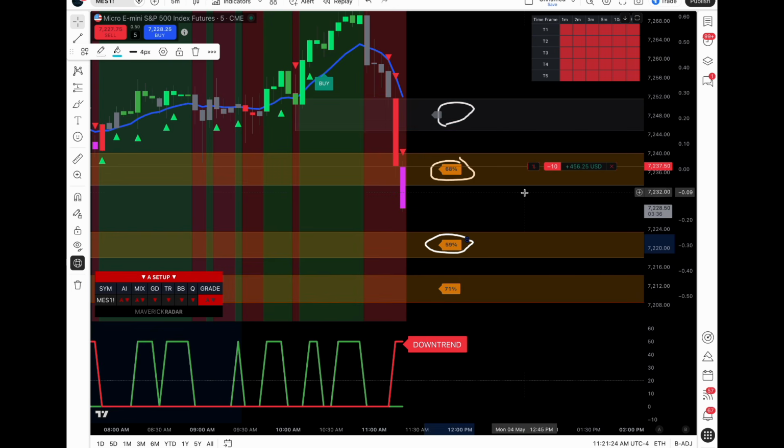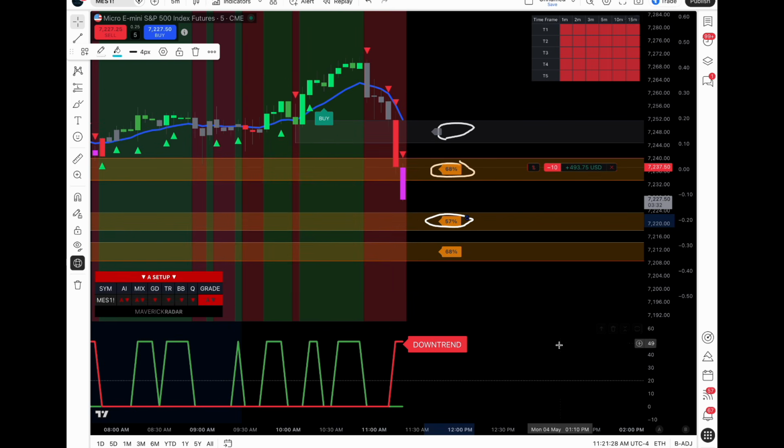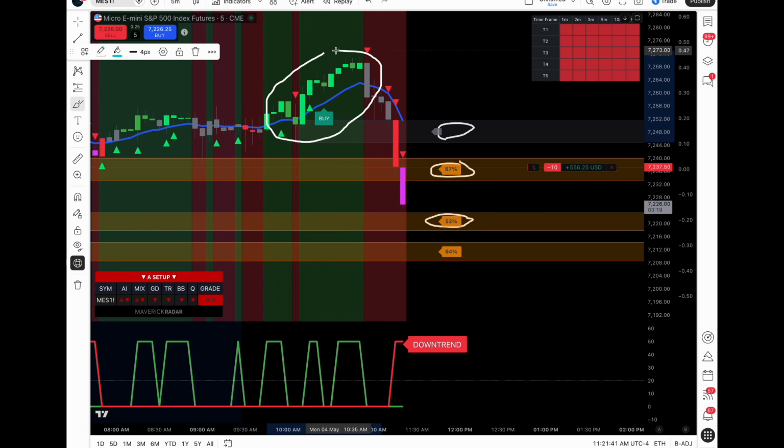Hot pink candles. If you see pink, it will most likely sink. Pink is your strongest downside data candle. Bright green is your strongest upside data candle, and you had a beautiful buy signal right here, way back here. Okay, so now we just watch this thing.